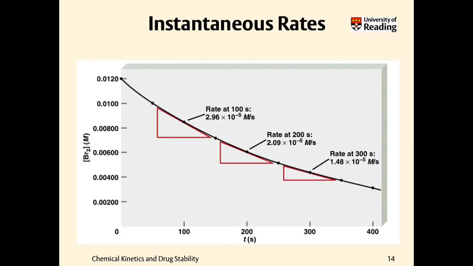And you can then see the instantaneous rate at different points along that curve, where you have measured the concentration of bromine against time, by taking the gradient of the curve at every time point. The gradient of that tangent to the curve at each time point will tell you what the rate of the reaction was at that point in time. So these are instantaneous rates measured from a curve of reactant concentration against time.